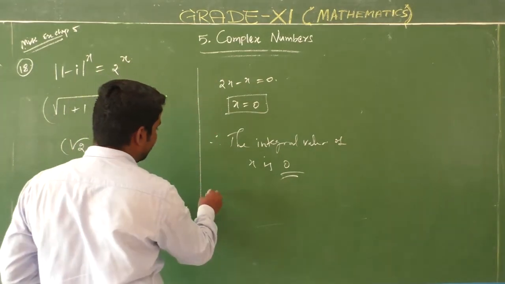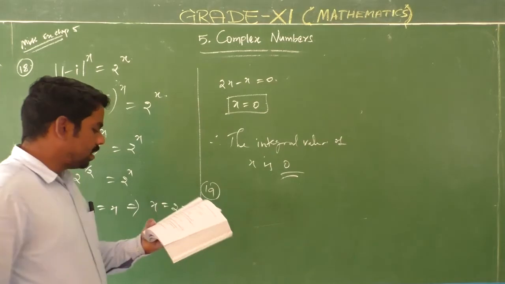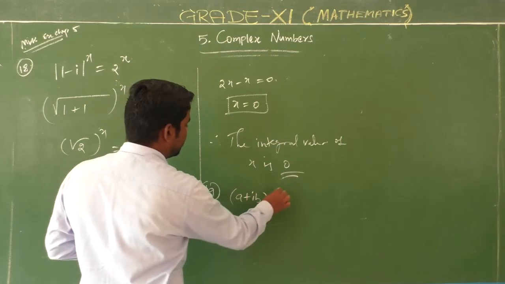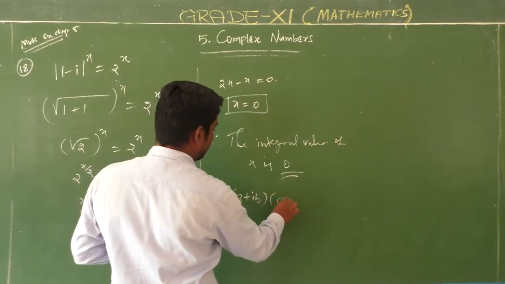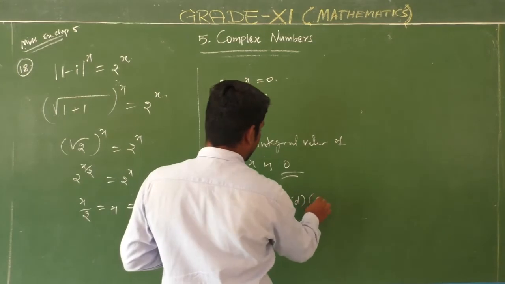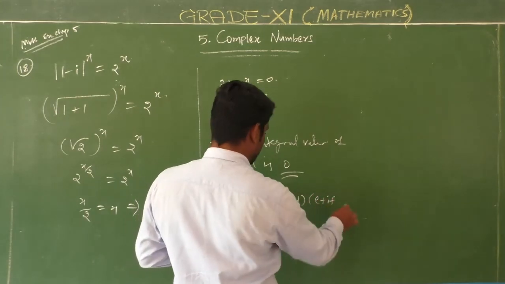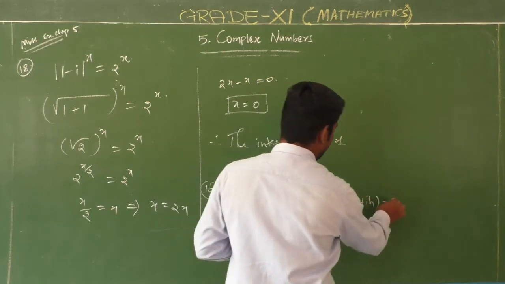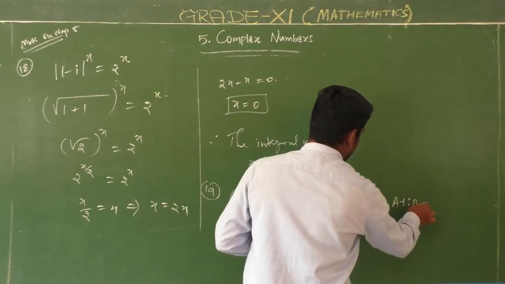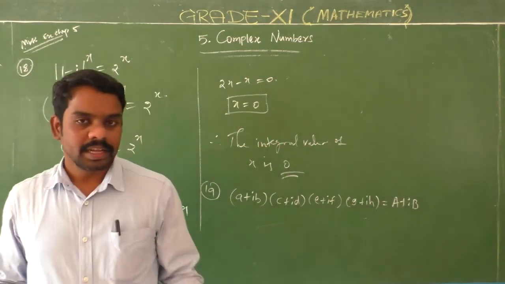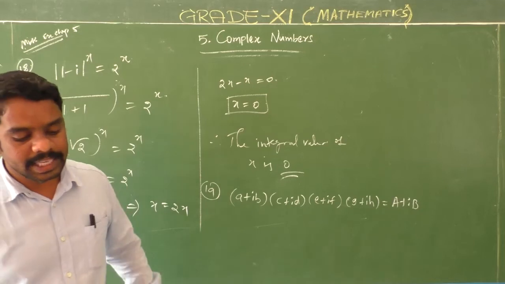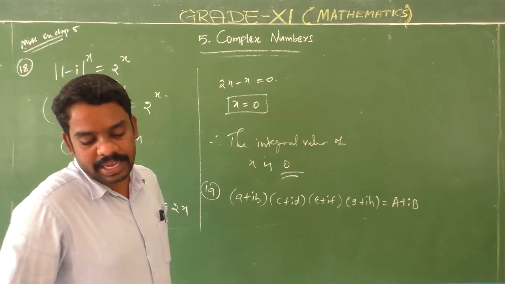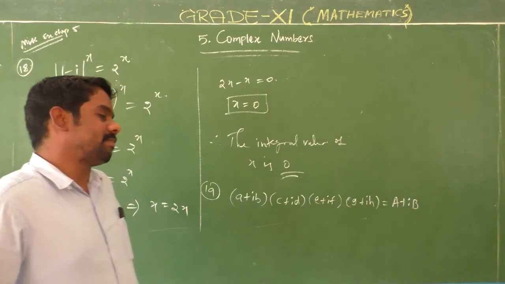Next, question number 19. Given information: if (a plus ib) into (c plus id) into (e plus if) into (g plus ih) is equal to capital A plus i capital B, then show that (a square plus b square) into (c square plus d square) into (e square plus f square) into (g square plus h square) is equal to capital A square plus capital B square.